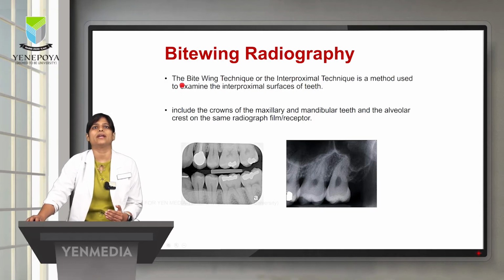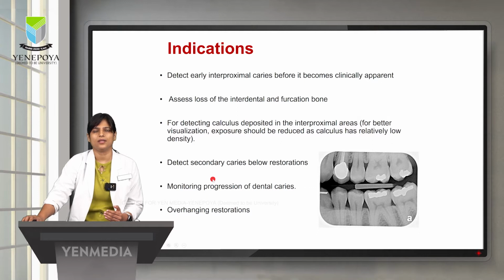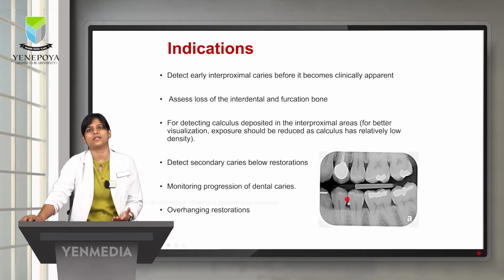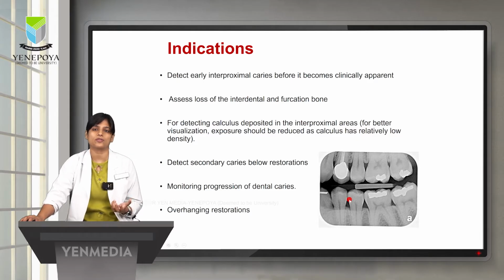So, let's read up. The bitewing technique or the interproximal technique is a method used to examine the interproximal surfaces of teeth. This includes the crowns of the maxillary and mandibular teeth and the alveolar crest on the same radiograph film or receptor. As you can guess what the indications are: what are the most common things we need to assess between teeth? The bone, and why do we need to assess between two crowns? Mainly, proximal caries.